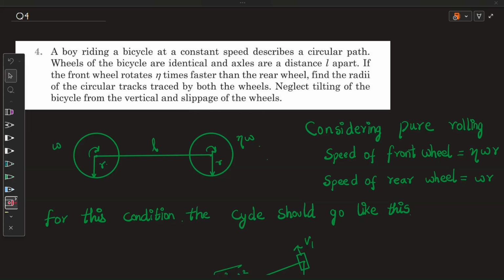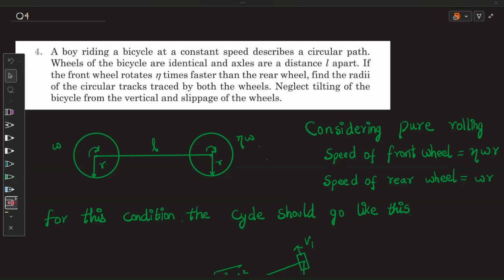So this is a much more realistic question. Very interesting question from Pathfinder. What happens is, this is the particulars from the side view. This is the front wheel of radius r and the rear wheel, which is also of radius r. As they are saying it rotates eta times faster, its angular velocity is eta omega, and this is omega. Okay, now let's come to this part later.